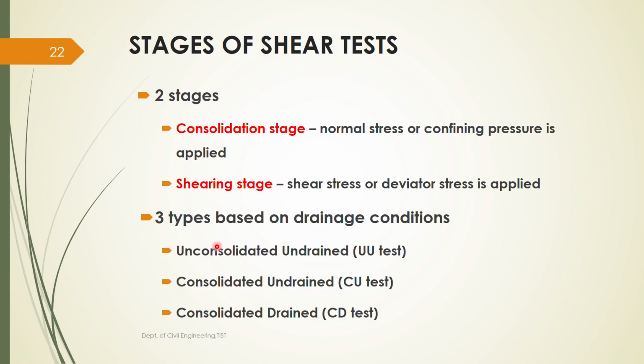Okay, so in this test, drainage is not allowed in the stage 1. In this one and this one, drainage is allowed. So the first term is consolidated. Okay. Now the second term refers to the drainage condition in the stage 2. In shear stage, if drainage is provided, then the second term will be drained. If drainage is not provided, then it will be undrained. Okay. So we'll discuss these tests in detail.